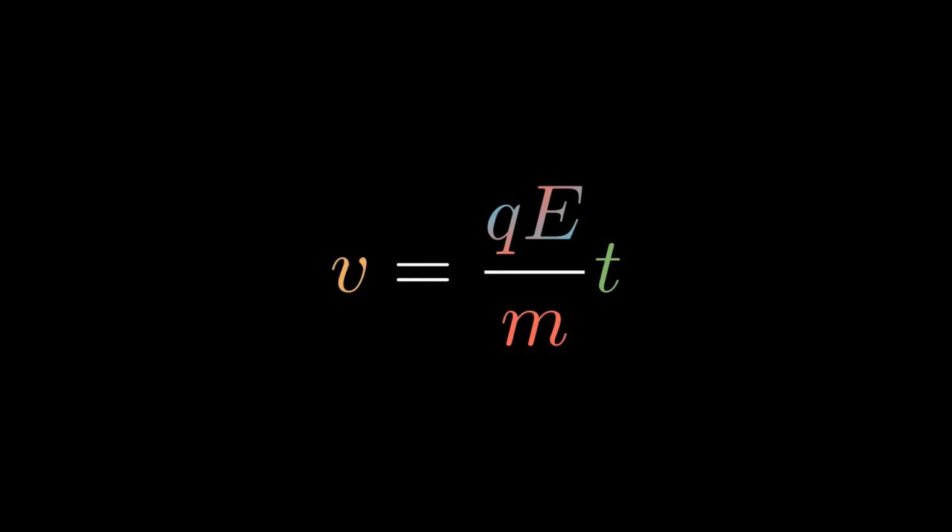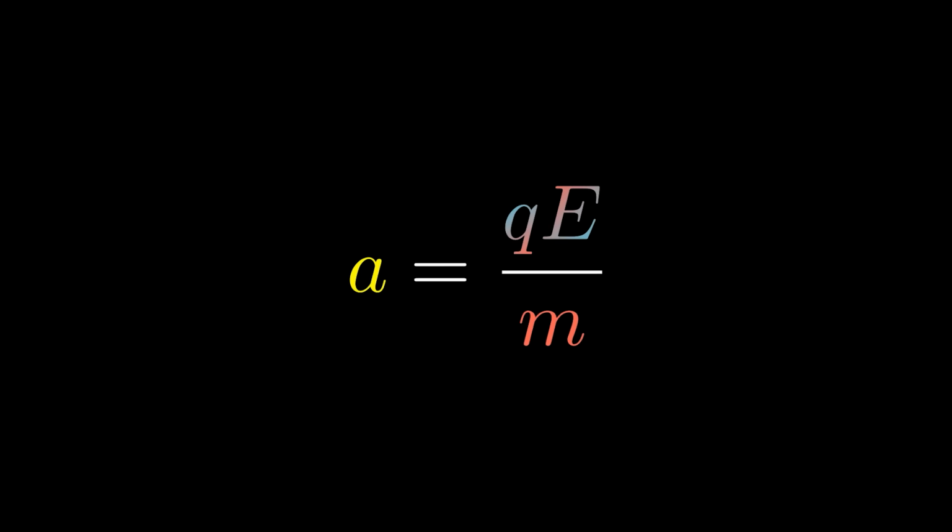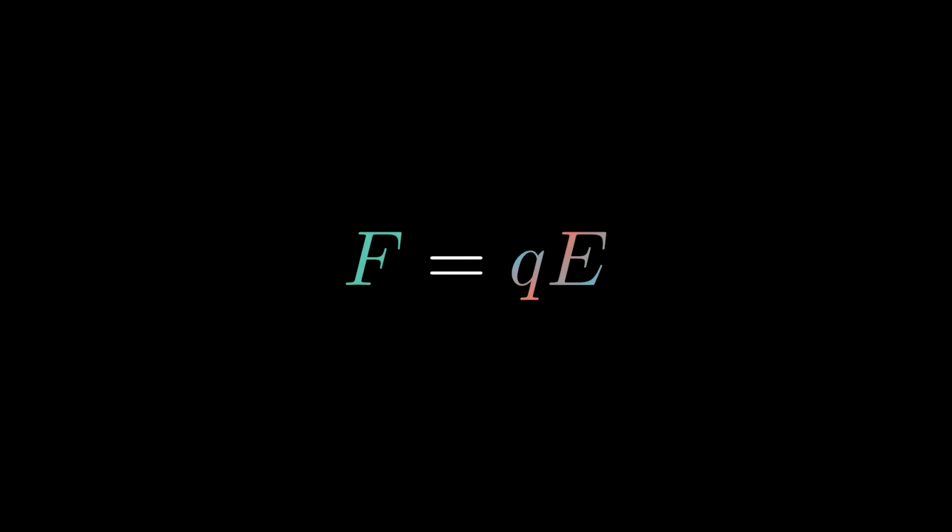The equation says that the velocity of our electrons is equal to the charge multiplied by the magnitude of the electric field per mass times time. The point is, if we divide both sides by time, we'll get acceleration equal to this. And if we multiply both sides by mass, we'll get force equal to this. I think you can see where this is going.